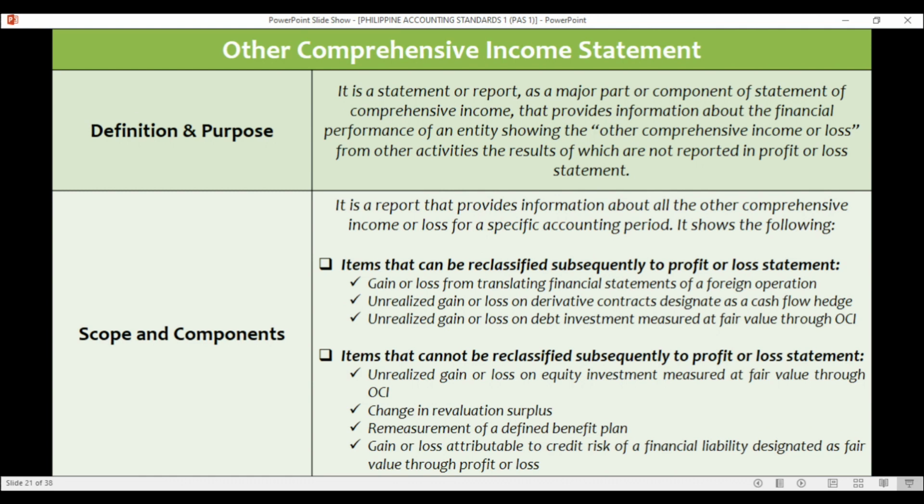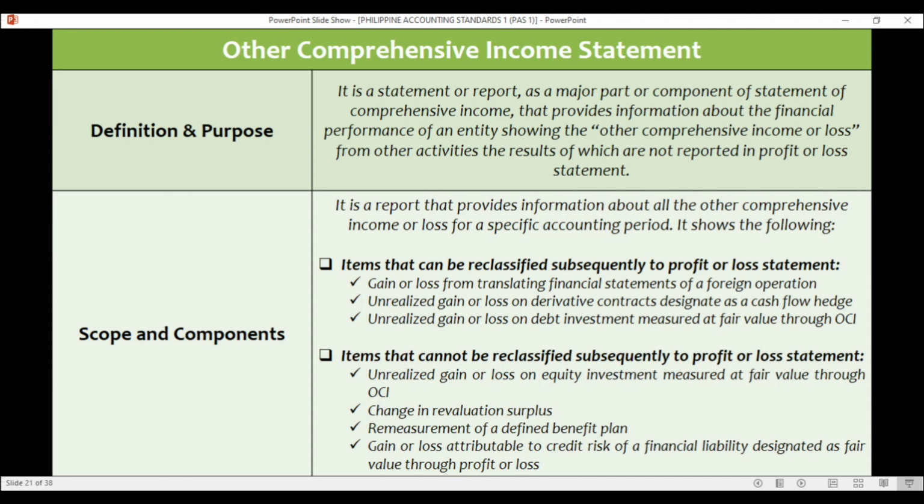Definition and purpose. It is a statement or report as a major part or component of the statement of comprehensive income that provides information about the financial performance of an entity, showing the other comprehensive income or loss from other activities, the results of which are not reported in the profit or loss statement, meaning all the items that are not applicable to be presented in the profit or loss statement are presented in the other comprehensive income statement.